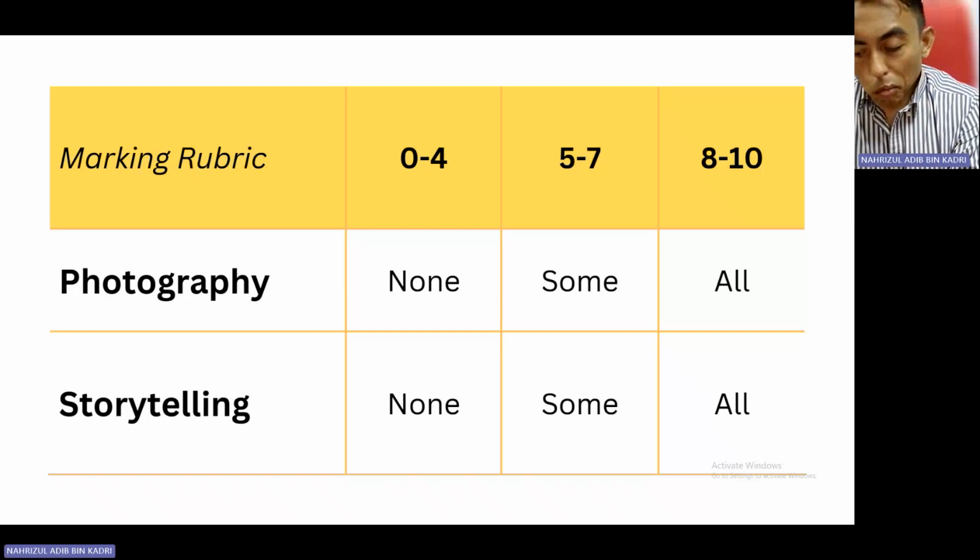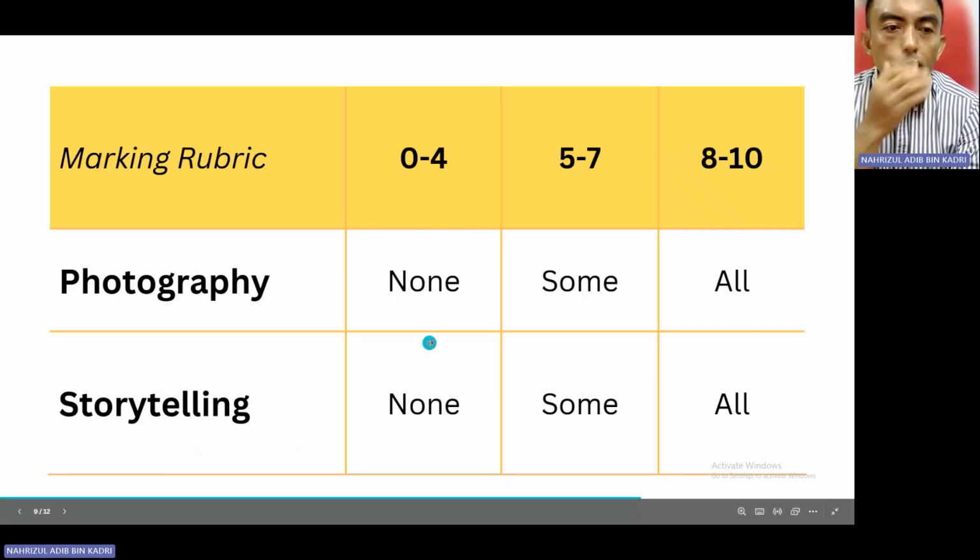And the marking, okay, I don't want you to get too stressed out on this. The marks is only 20 marks. So I'm looking at two things, the photography and the storytelling, okay?